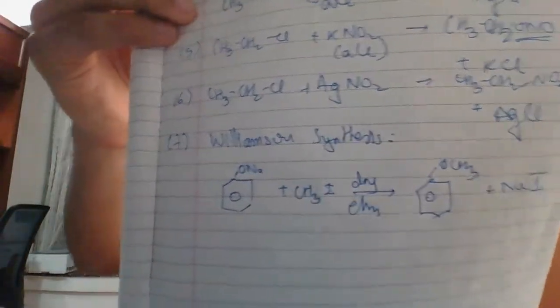You take sodium phenoxide, you add it to CH3I in presence of dry ether, you get benzene with OCH3, which is known as anisole, which is its common name, and its IUPAC name is methoxybenzene. You get NaI. This is the reaction. Okay.